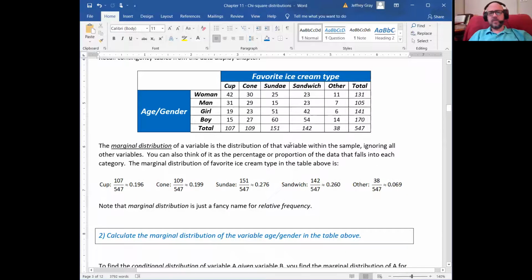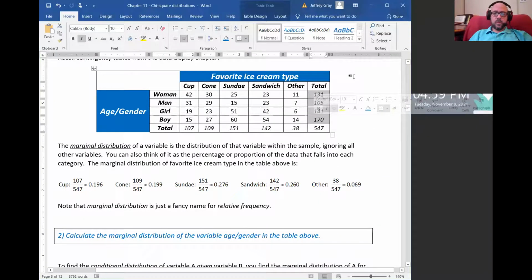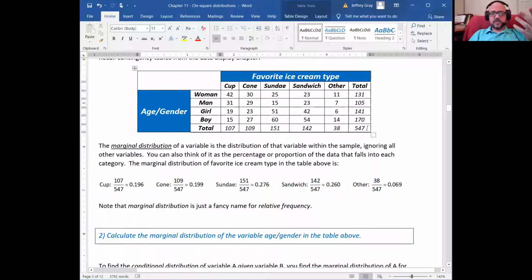You can do exactly the same thing for the marginal distribution of age and gender, right? It'd be 131 out of 547, whatever that decimal is, for women, and 105 out of 547 for men, et cetera, et cetera.